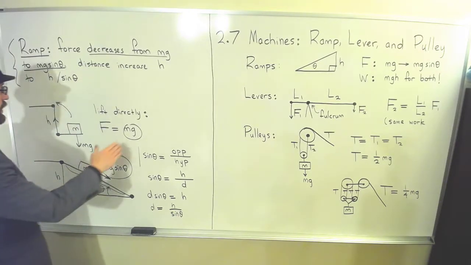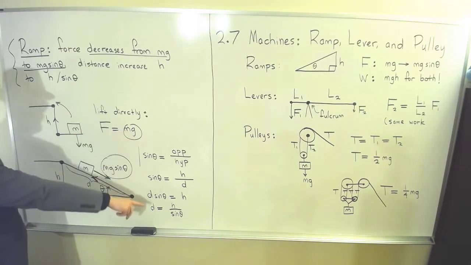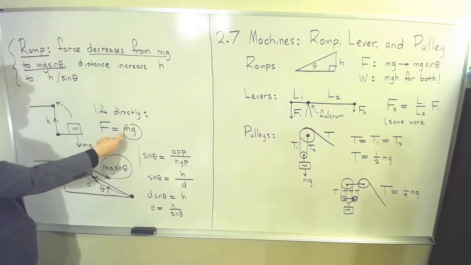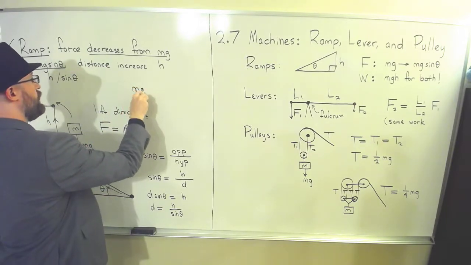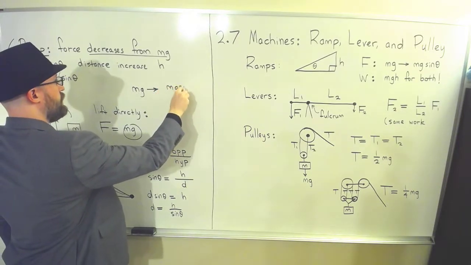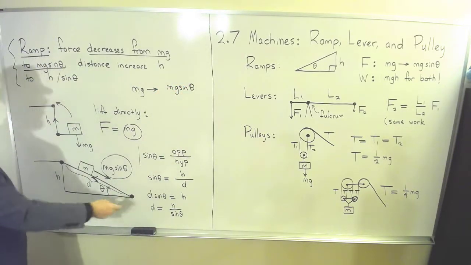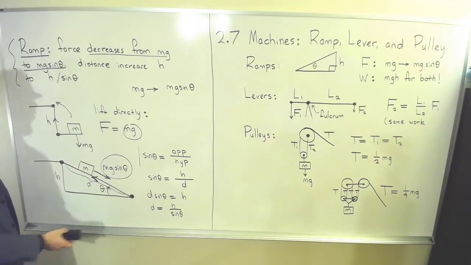So your mechanical advantage is essentially 1 over sine theta, because you're able to change the mg to mg sine theta, but that comes at the expense of a longer distance, h over sine theta. That's what the ramp does.